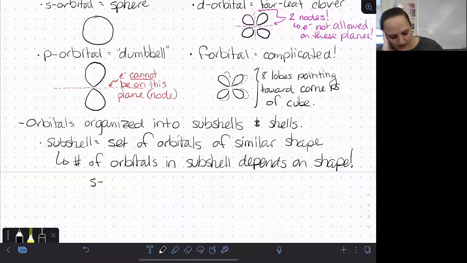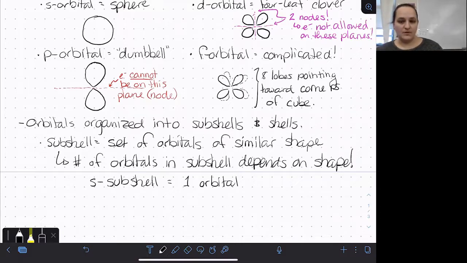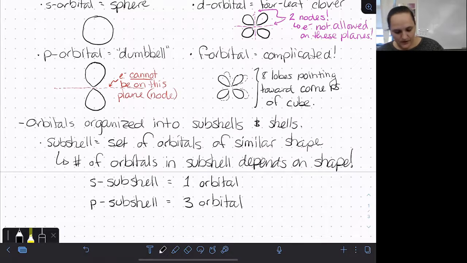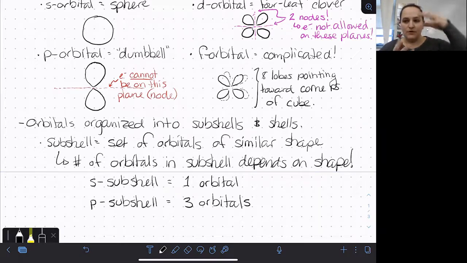So any s subshell is just one orbital. So an s orbital and an s subshell are really the same thing. They don't actually get grouped into multiples. But a p subshell always contains 3 p orbitals. So p orbitals always come in threes, and the way that they differ is different orientations. So essentially you would have your dumbbell shapes aligned along the x, y, and z axes, your 3 different p orbitals that would all be identical in size and shape, just oriented differently in space.